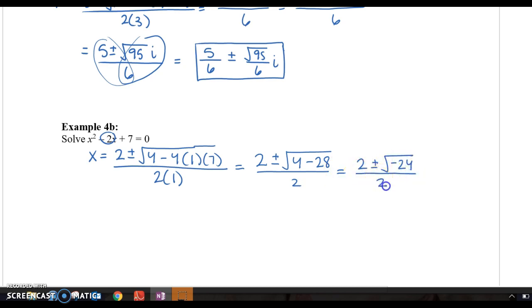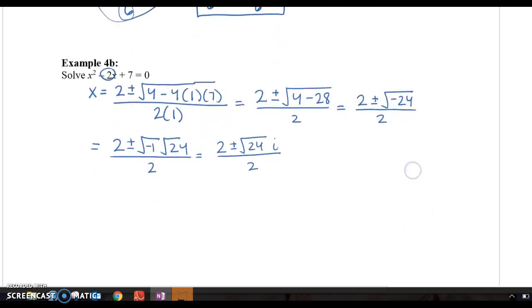And as always, you can skip some of these steps, but I like to give you most of them when I'm showing you examples. 2 plus or minus the square root of -1 times the square root of 24, over 2. 2 plus or minus the square root of 24 i, over 2. It looks like we can take some perfect squares out of 24. You can do it in your head, great. Otherwise, I'm going to go over here and split it.